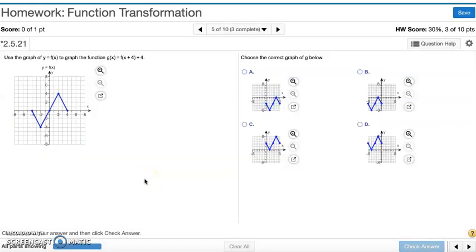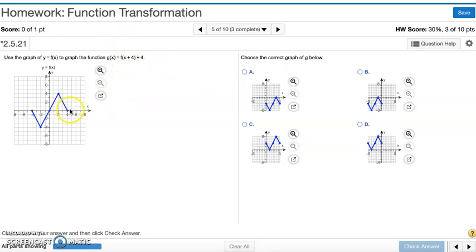Compared to the original, it is being translated down 1. So we're going to choose A. So that's number 4. Number 5. Use the graph of y equals f of x to graph the function g of x equals f of x plus 4 plus 4.